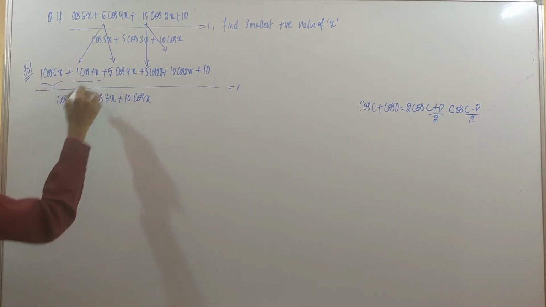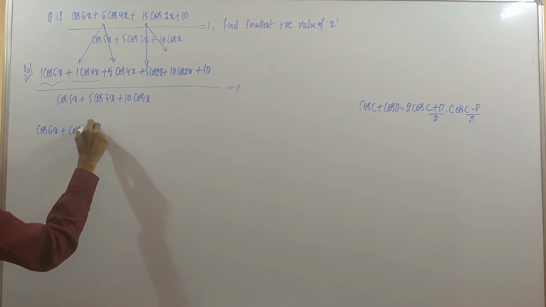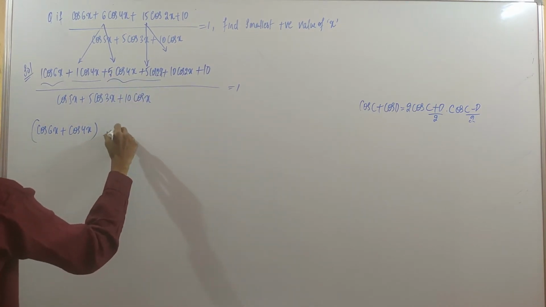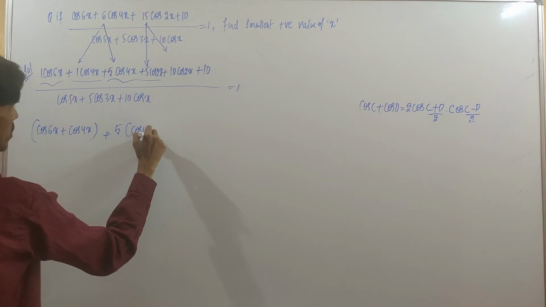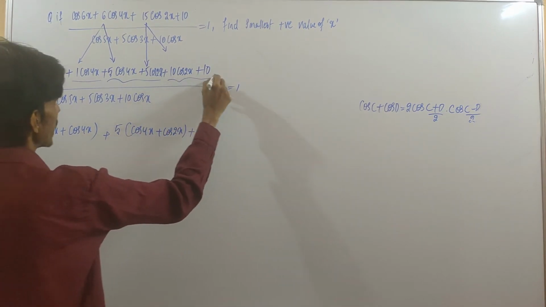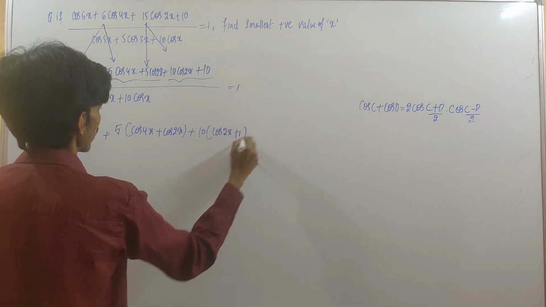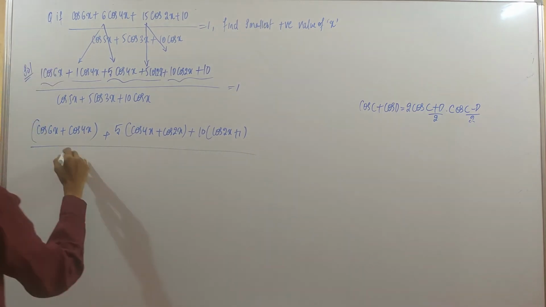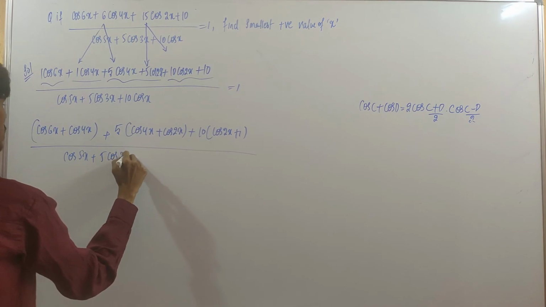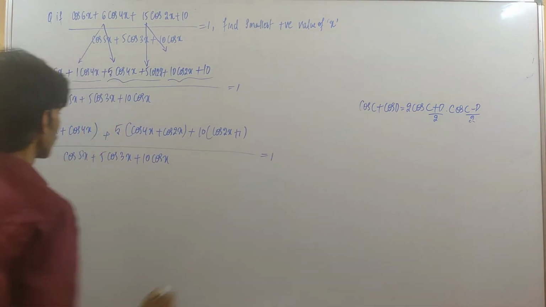Now write down these two: cos 6x plus cos 4x. Take common 5 here, it will become 5 into (cos 4x plus cos 2x). Take common 10 here, it will become 10 into (cos 2x plus 1), divided by cos 5x plus 5 cos 3x plus 10 cos x, that is equal to 1.